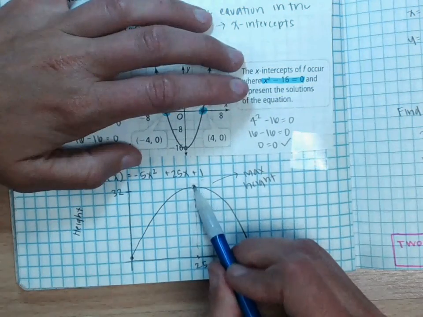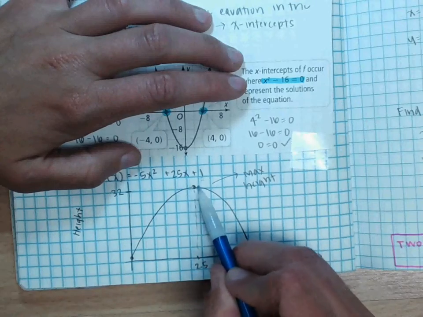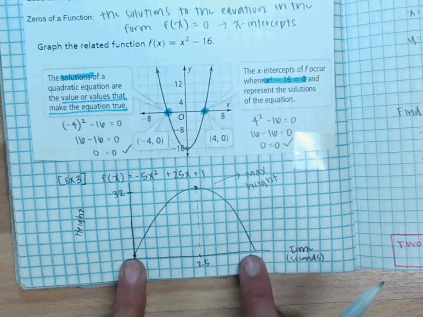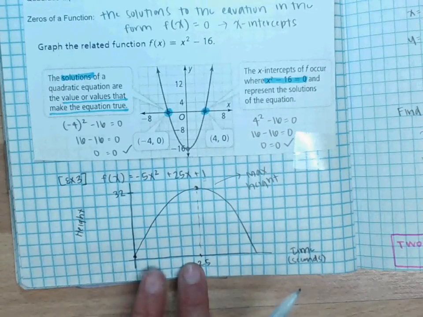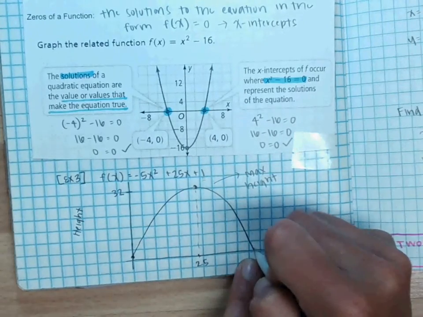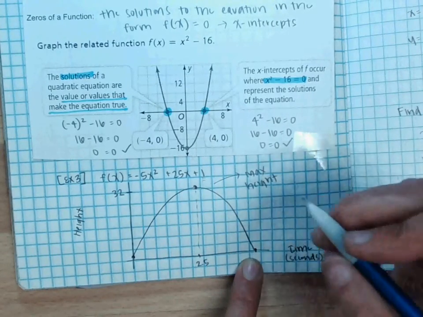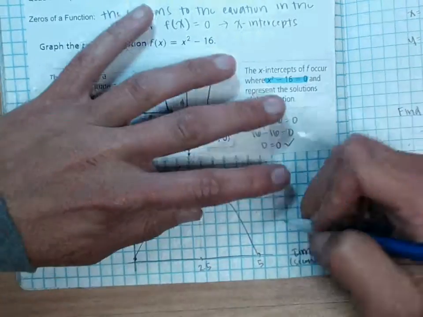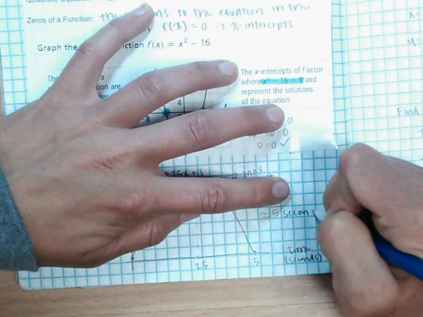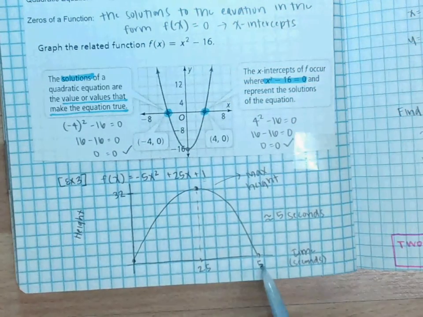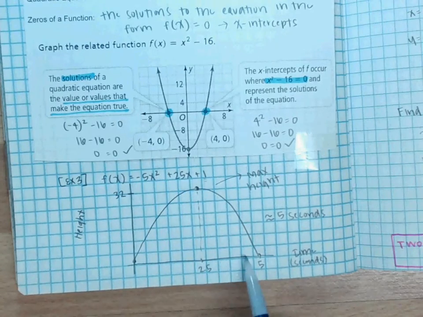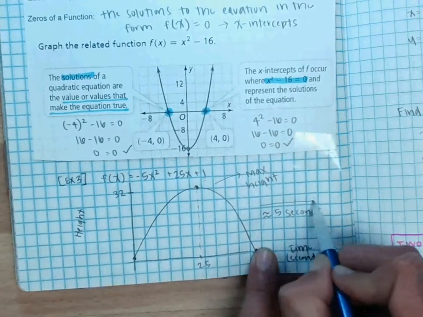So at that point, the graph is turning around and coming back. Remember that this is symmetrical. So if this is 2.5 seconds, then this must also be right about 2.5 seconds. So it should be about 5 seconds for the ball to come back down, because it's symmetrical from here to there and then there back. So that is your solution.